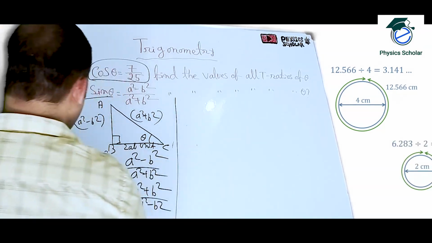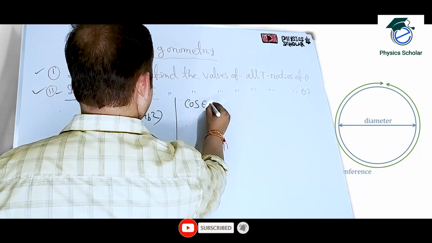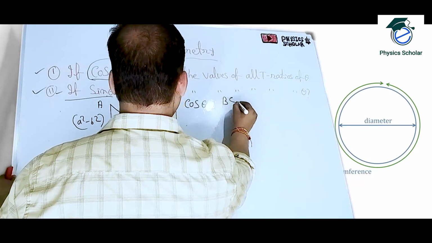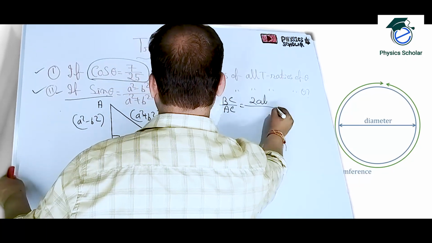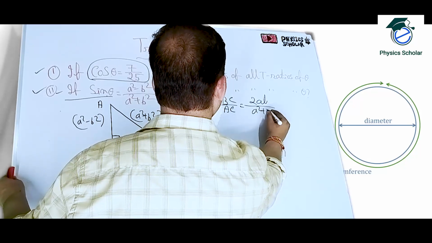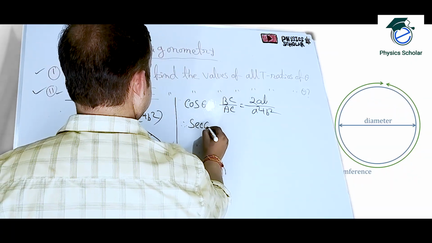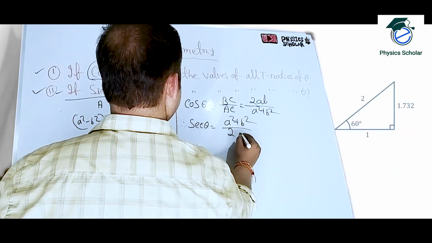Now the 2 are completed. Next, cos theta is equal to what? Base by hypotenuse. So BC by AC. So what is BC? 2ab divided by a square plus b square. So what is the reciprocal of cos? Sec. Sec theta is equal to a square plus b square by 2ab.